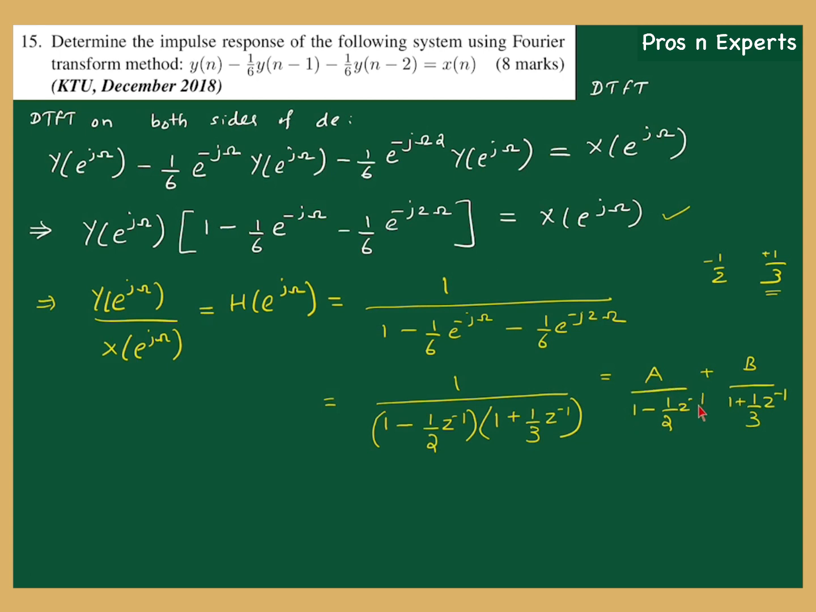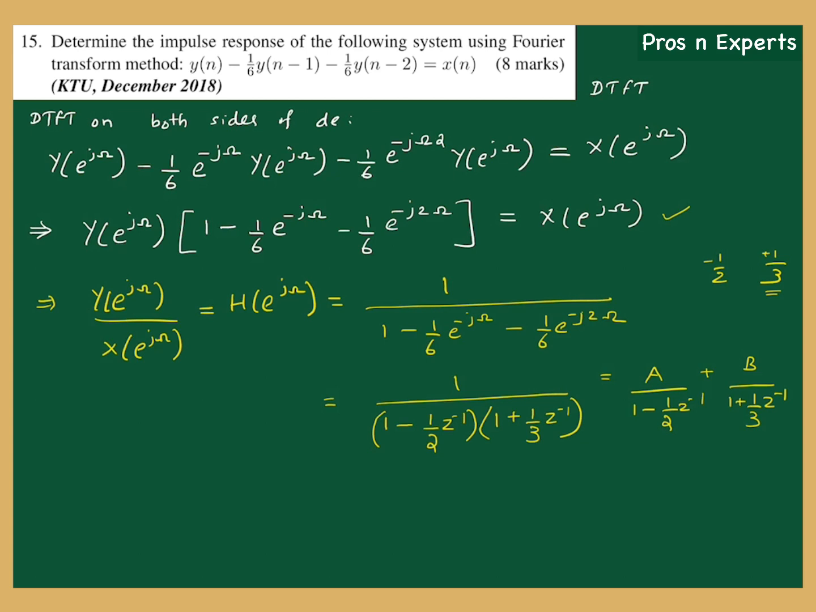Look at the denominator. It is 1 minus half z inverse, right? So to find a, you multiply this 1 minus half z inverse with the total partial fraction. That will give you only 1 by 1 plus 1 by 3 z inverse alone. And now put z inverse equal to some value which makes this denominator 0. So what is that value of z inverse?